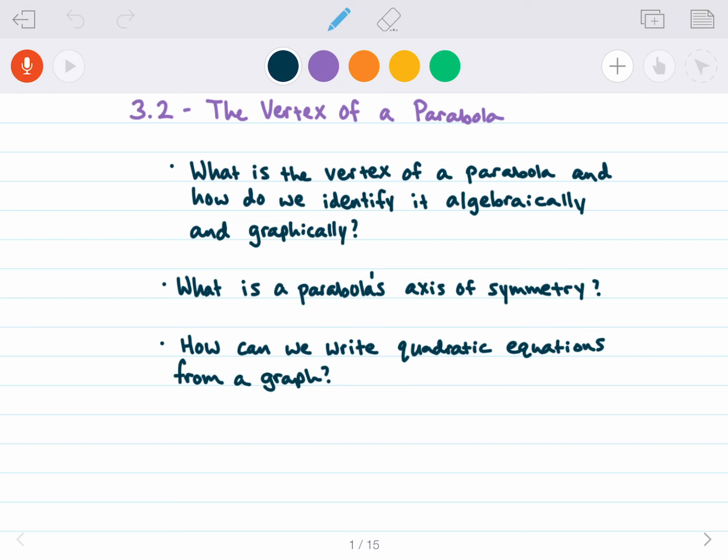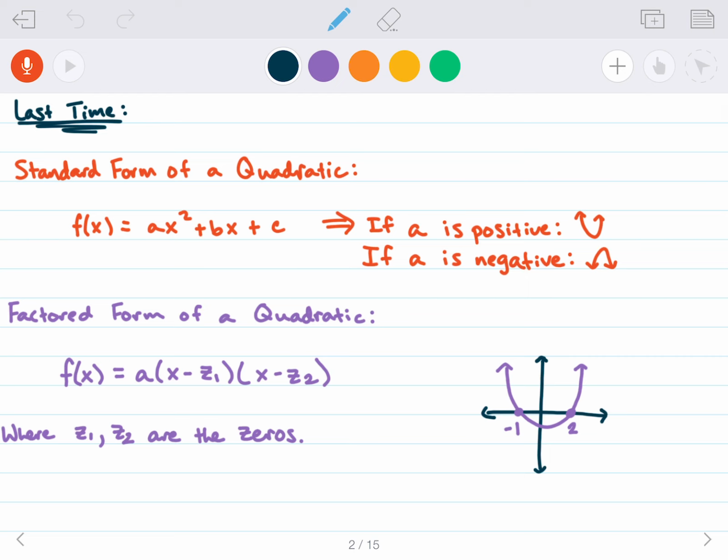Hey guys, in this video we're going to talk about Chapter 3, Section 2 in the textbook, the vertex of a parabola. So recall that last time we talked about the standard form of a quadratic. It's of the form f of x equals ax squared plus bx plus c, where a, b, and c are all numbers. So one true thing is that if your number a in front of x squared is positive, your parabola opens up like this. And if a is negative, it opens down like this.